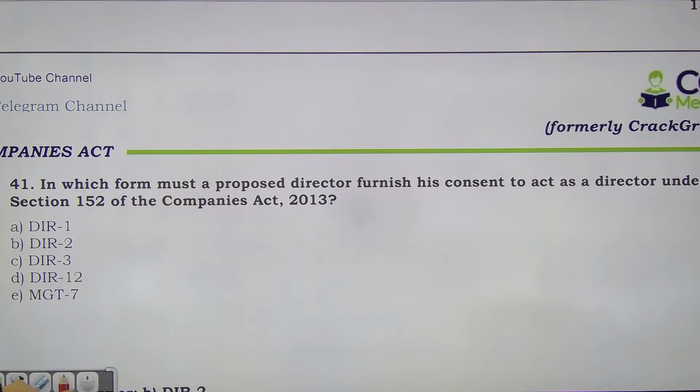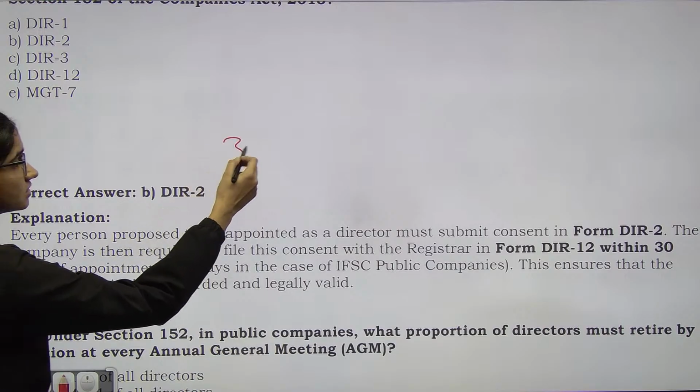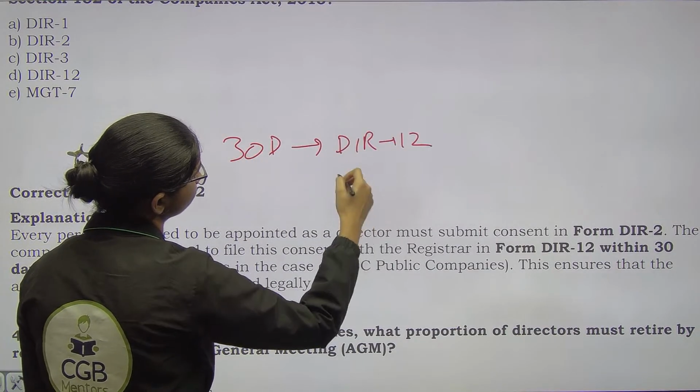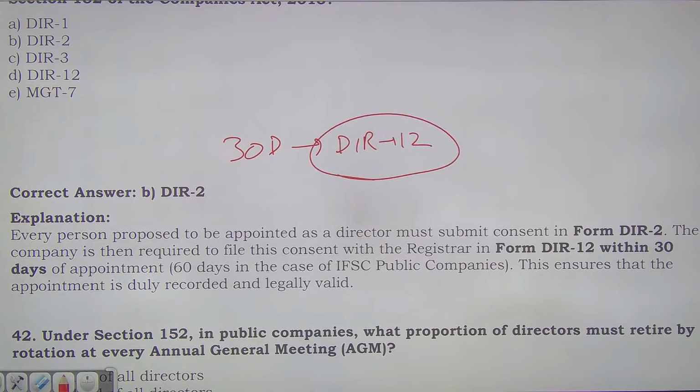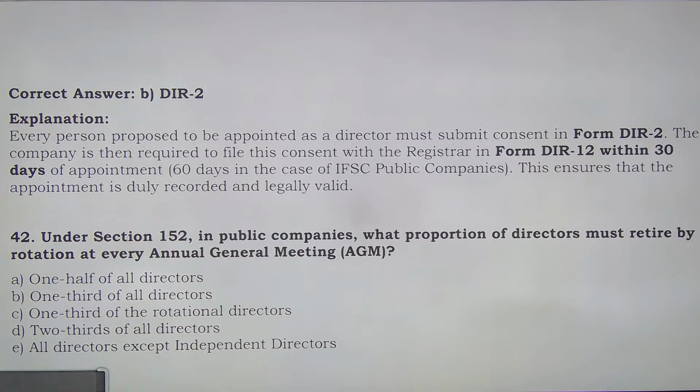Okay, so the answer here is DIR 2. In DIR 2 the director will give the consent. Okay, so the director will give the consent in DIR 2 and the company will inform the ROC in how many days? In 30 days. Okay, in which DIR form? In DIR 12. Okay, so this was all about this particular question. Now we are moving forward to the next question.